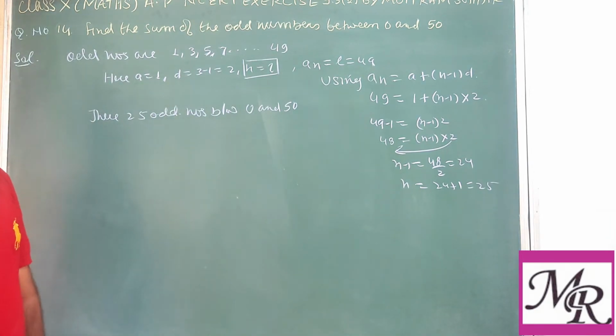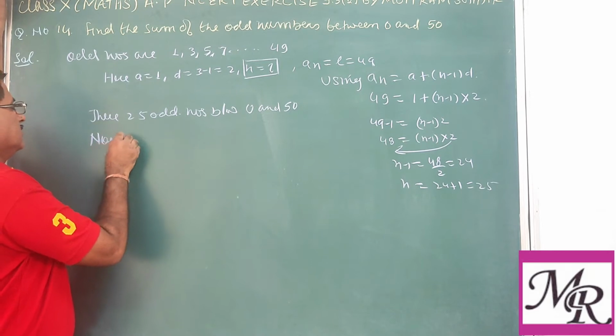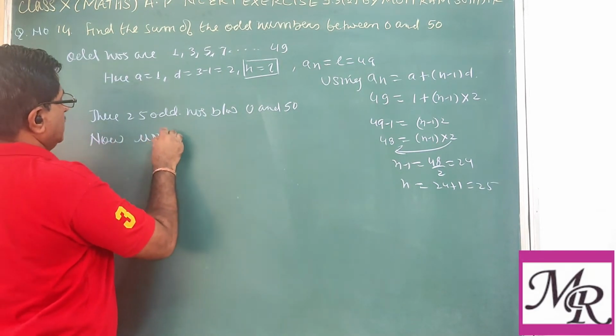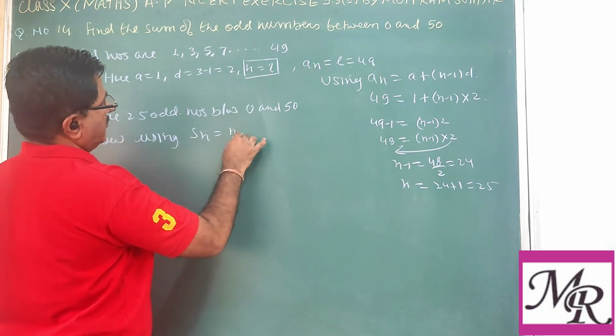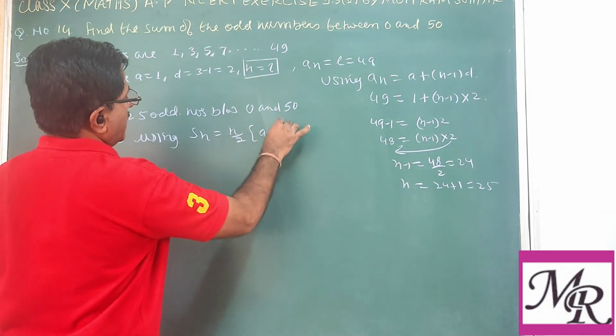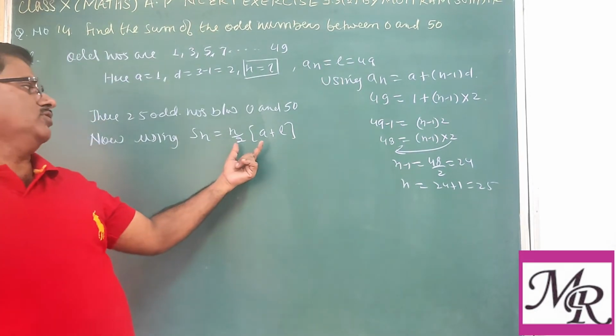Now we want to find the sum. Now use the formula Sn equal to n by 2. You may write either this formula or the second formula can also be used.